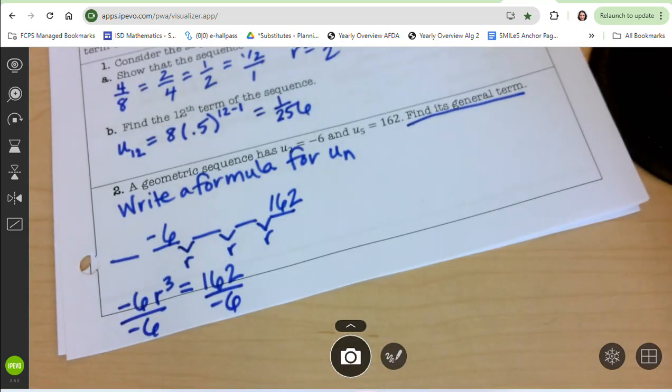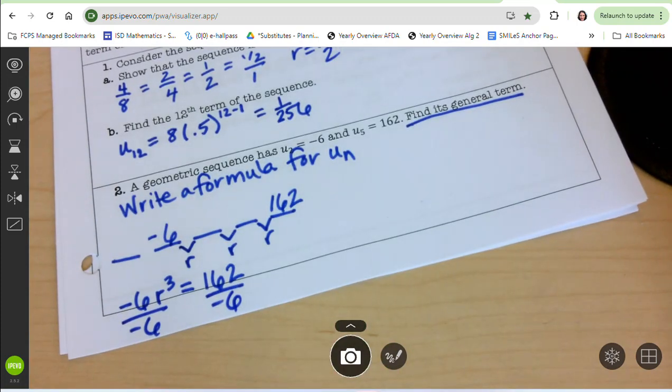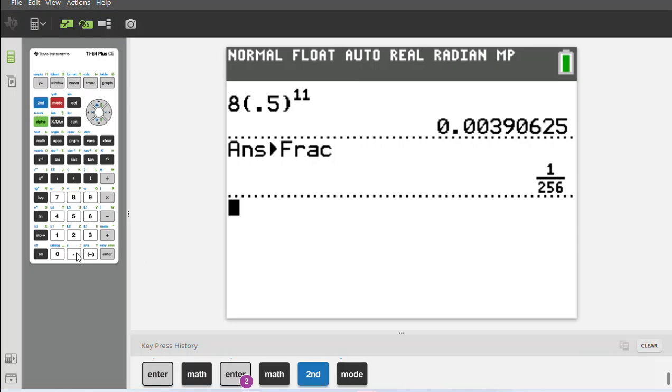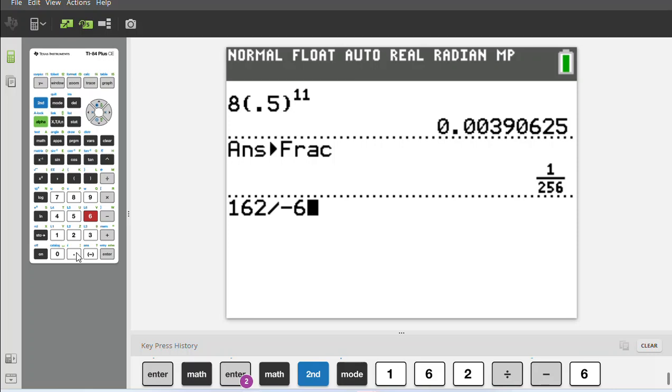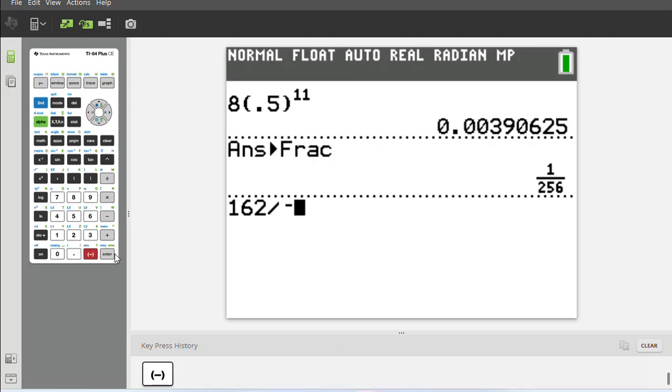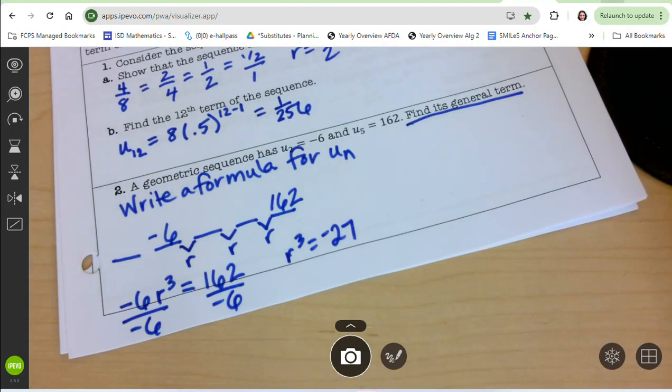Okay, I'm going to pull up my calculator. I think it wants to work again. All right, I need to do 162 divided by negative 6. Oh, you know what I did wrong? That made a minus instead of a negative. I need to use that negative sign there. All right, negative 27. All right, so I have r cubed equals negative 27.